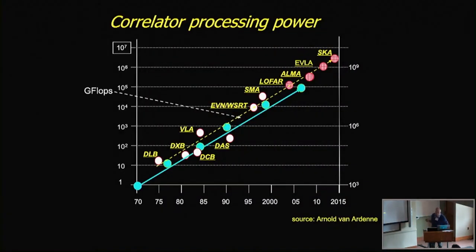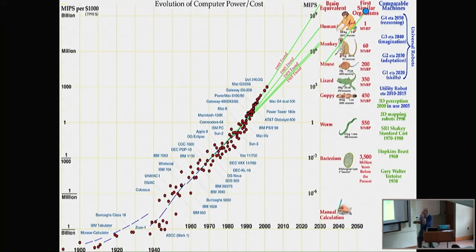Correlators are going up in a similar sort of way. This is computing power. Computers right now are as smart as a lizard or a guppy. They will be as smart as humans in 2030 or 2040. Very good if you're a radio astronomer, not so good if you're a human, but we'll see.